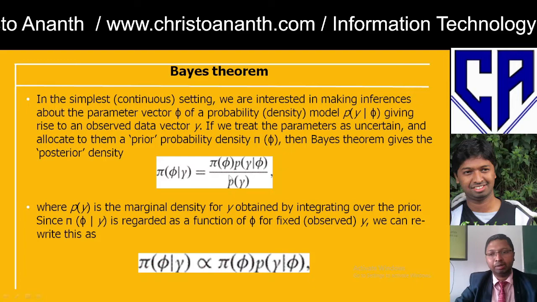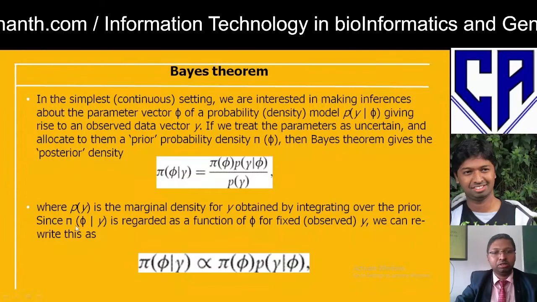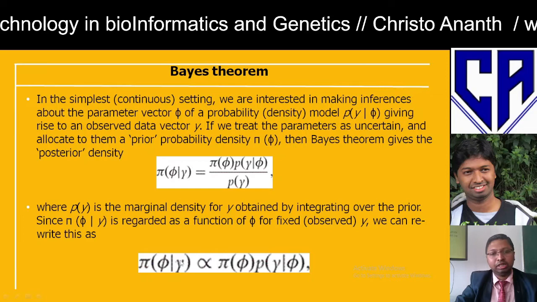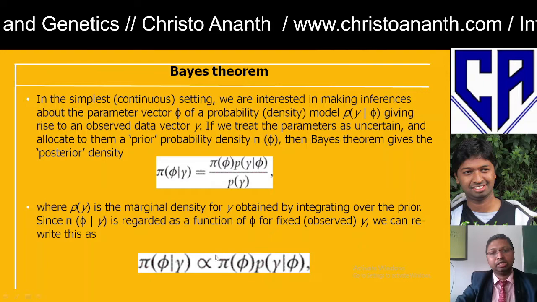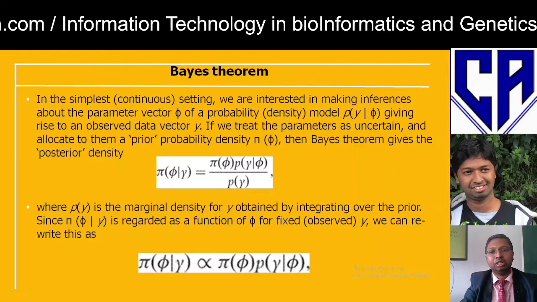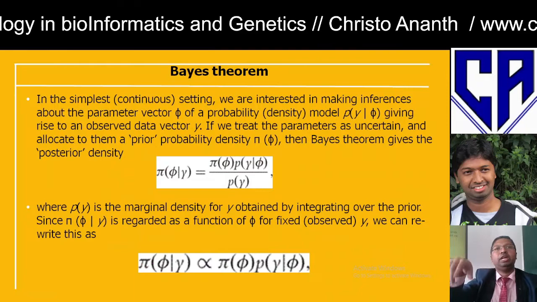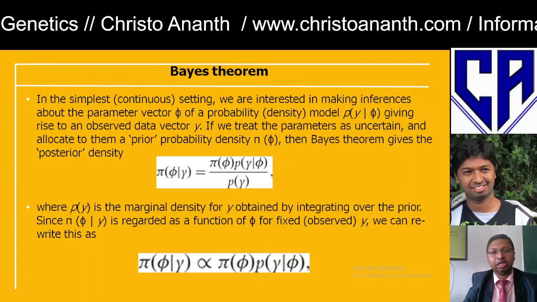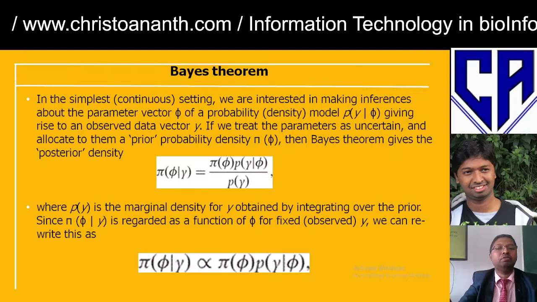Since pi(phi|y) is regarded as a function of phi, generally pi(phi|y) is proportional to pi(phi) multiplied by P(y|phi). That is the way it goes with the Bayes theorem. So pi(phi|y) is the posterior density, and it is proportional to the prior pi(phi) multiplied by P(y|phi).